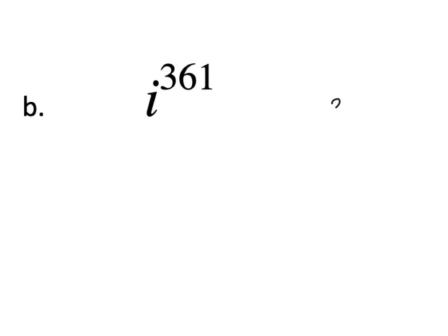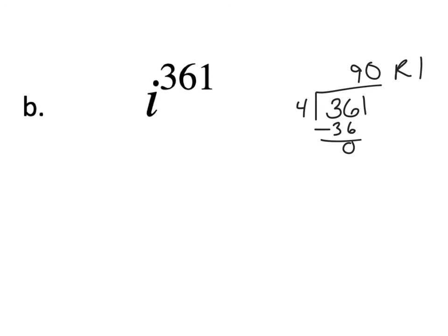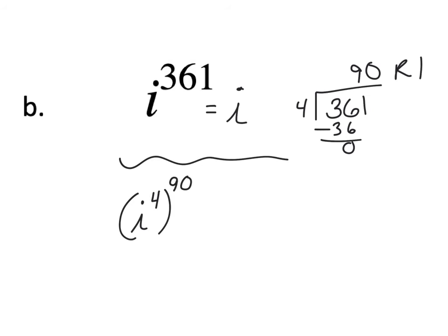i to the 361st. If I take this and divide it by 4, I get that it goes in 90 times, and I would have a remainder of 1. So a remainder of 1 is going to be i. An alternate way would be to write this as i to the 4th, which I know is 1, raised to the 90th. 4 times 90 is 360, which means I need 1 more power of i to the 1st. This would be 1 times i, which is equal to i.